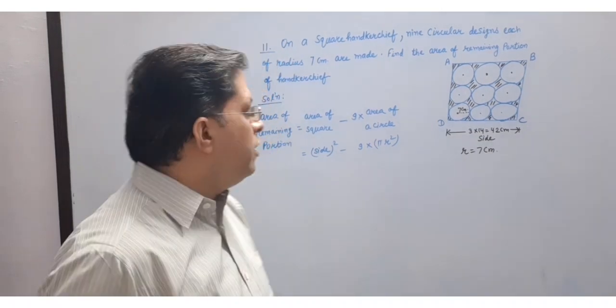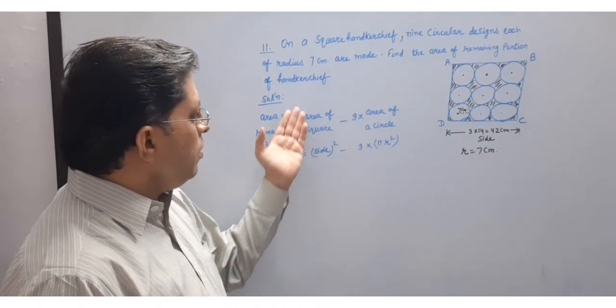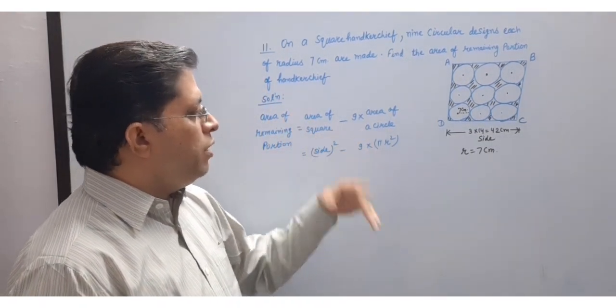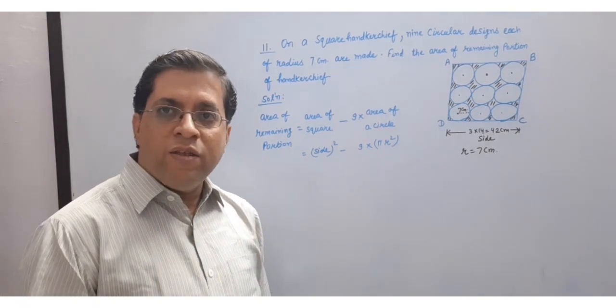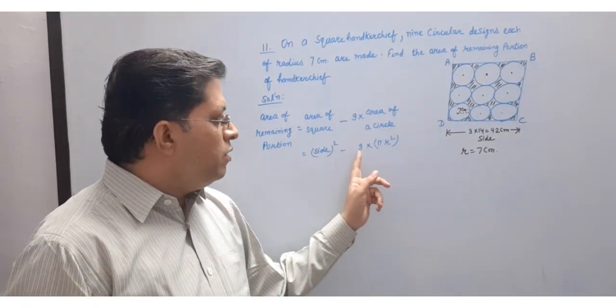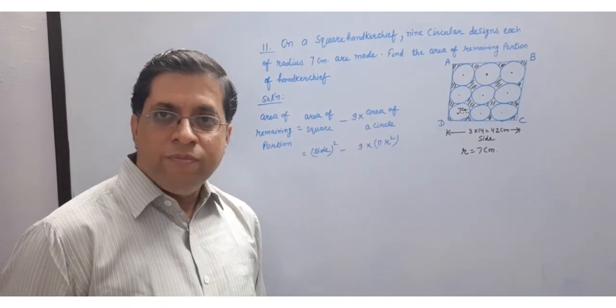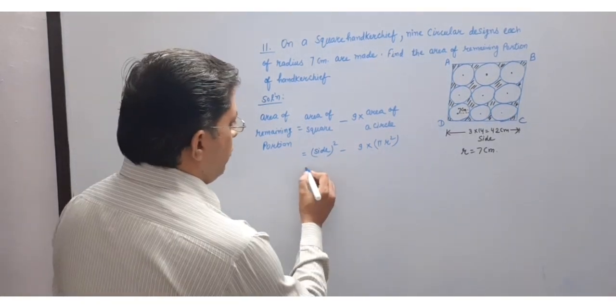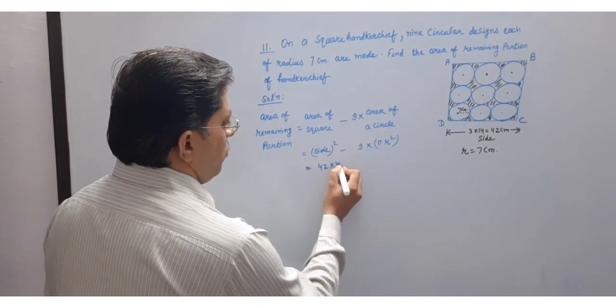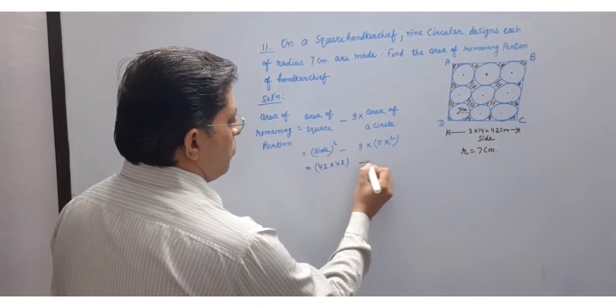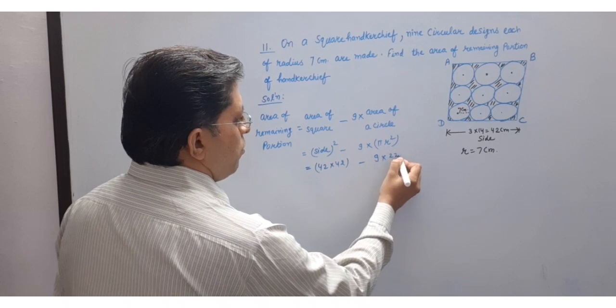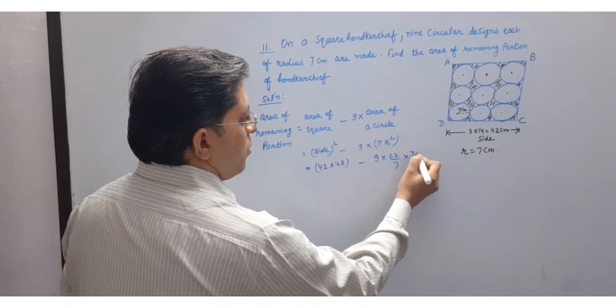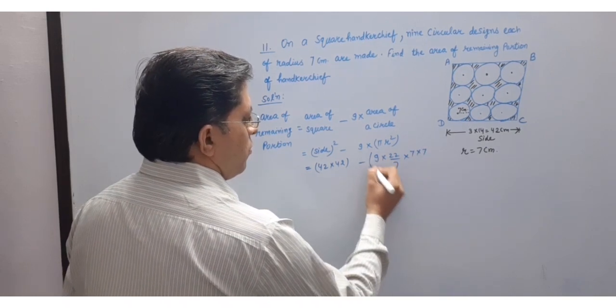Come on, for shaded region, area of square minus 9 into area of circle. Area of square is side square. Area of circle is 9 into pi r square, because 9 circles are there. Okay, side is what? 42. So 42 into 42 minus 9 into 22 upon 7 into 7 into 7.